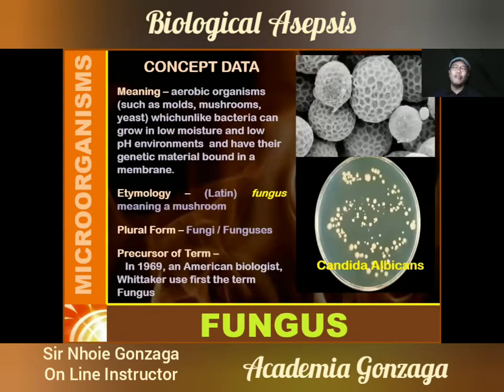Next, you have fungus, meaning aerobic organisms. When you say aerobic organisms, these are organisms that live only when there is oxygen. Such as molds, mushrooms, and yeast, which unlike bacteria can grow in low moisture and low pH environments and have their genetic material bound in a membrane. So these are not dependent. They can live on their own.